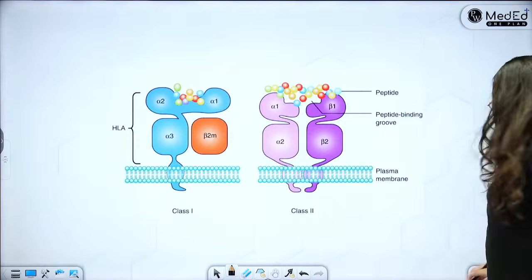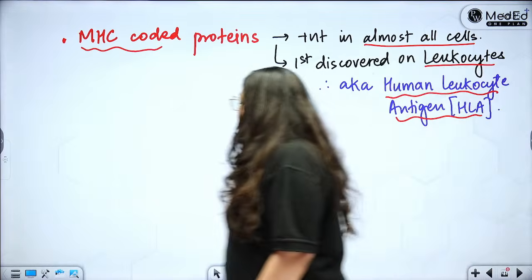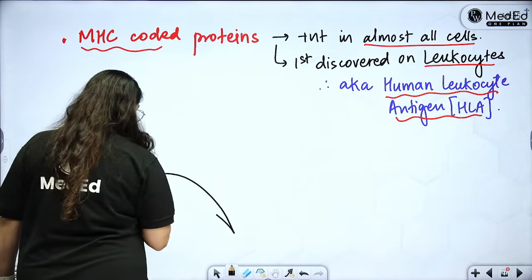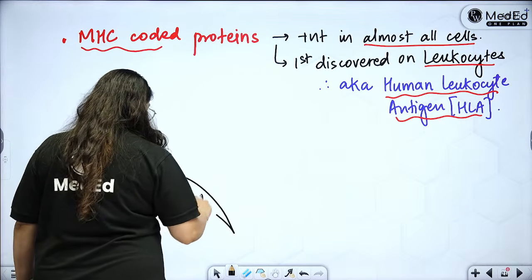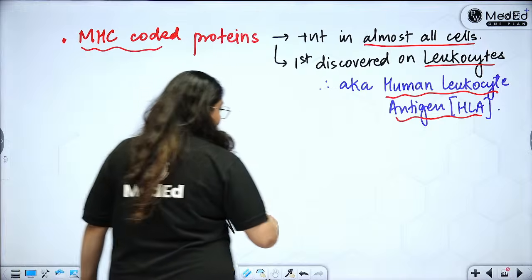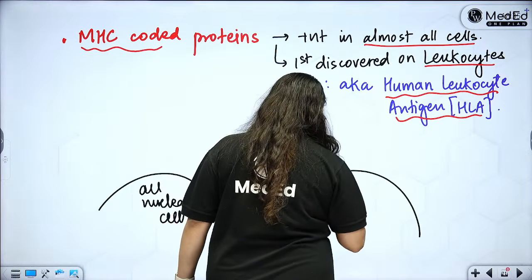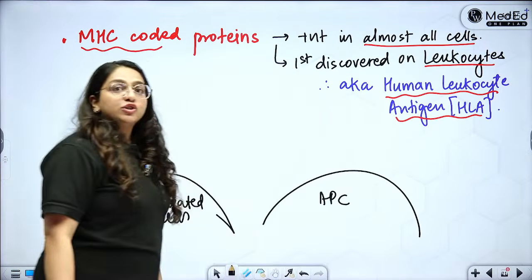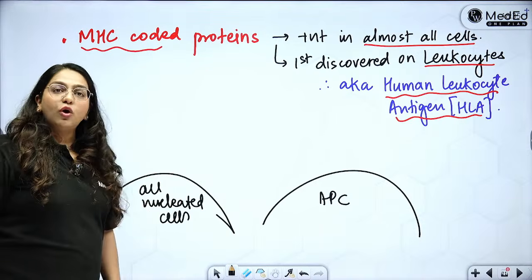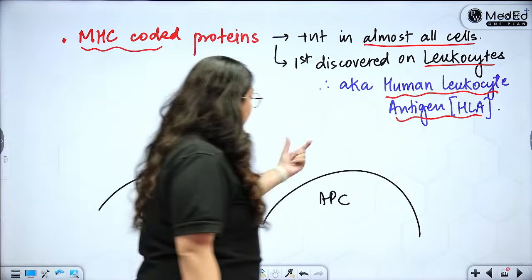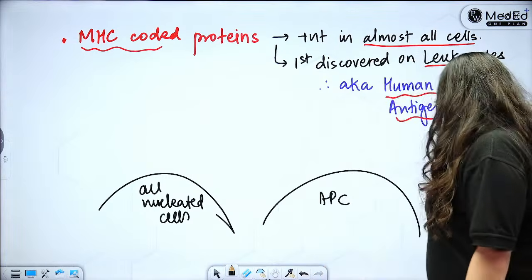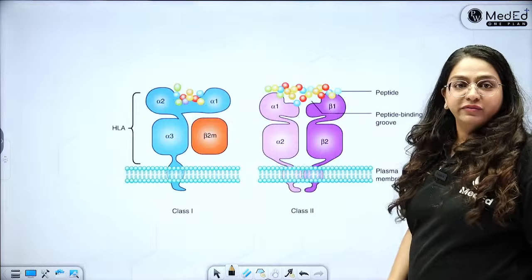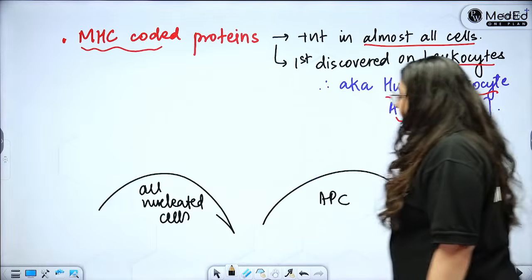They are made up of alpha and beta chains. So let's imagine that this is all the nucleated cells. And let's imagine that this here is an antigen presenting cell. So the MHC molecule which is going to be on all nucleated cells is MHC1. The MHC molecule on APC is going to be MHC2. You know what MHC1 is made up of? It is made up of alpha and beta units.